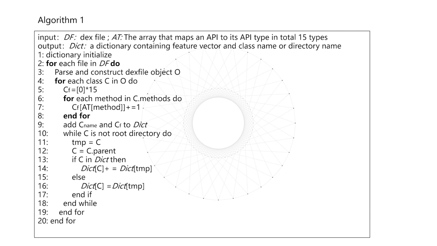First, the dictionary is initialized. Then we traverse all text files to parse and construct the text object O. For each class C in object O, we will extract CNAME and feature CF to the dictionary. While the CNAME is not the root dictionary, we will add the feature vector of CNAME to its parent dictionary. In this way, we can get features of all dictionaries and classes.